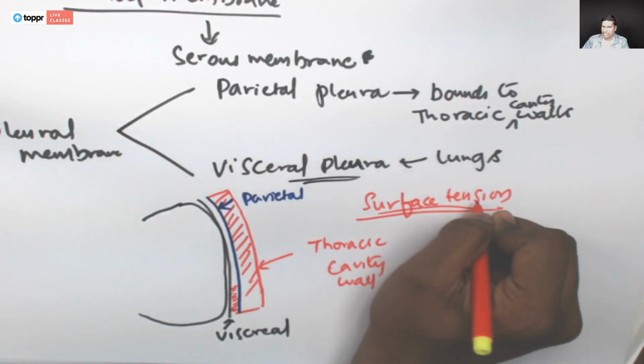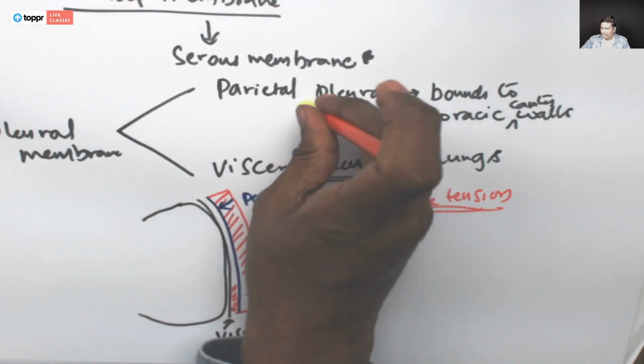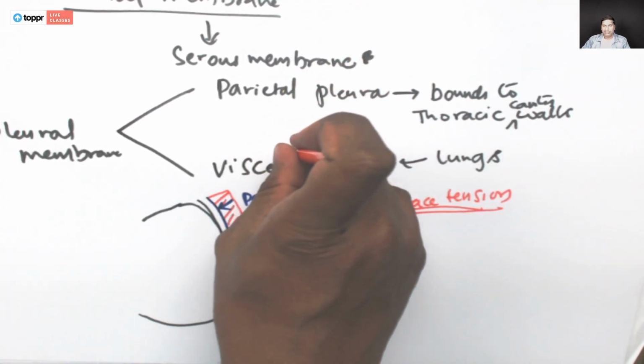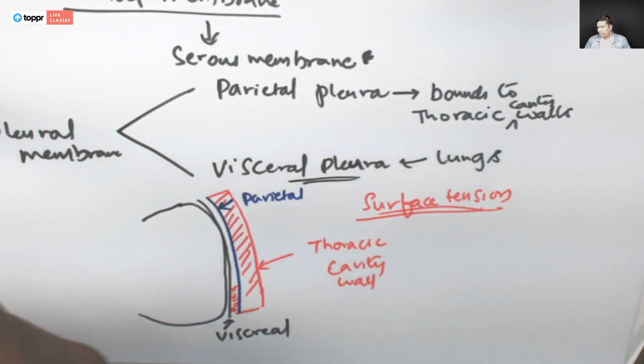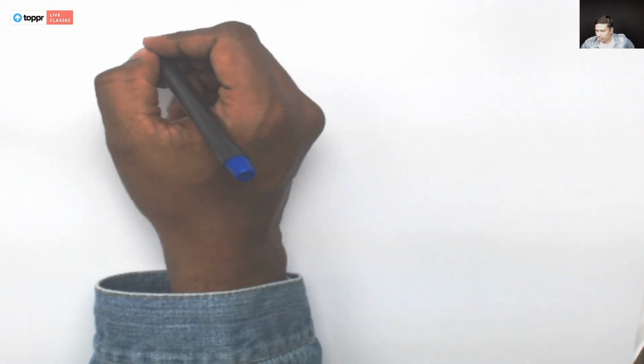Because of surface tension, these two layers, the parietal layer and the visceral layer, stick with each other. Just to tell you briefly, surface tension is a property which you see in water molecules, where one water molecule sticks to another water molecule. What happens in water molecules?